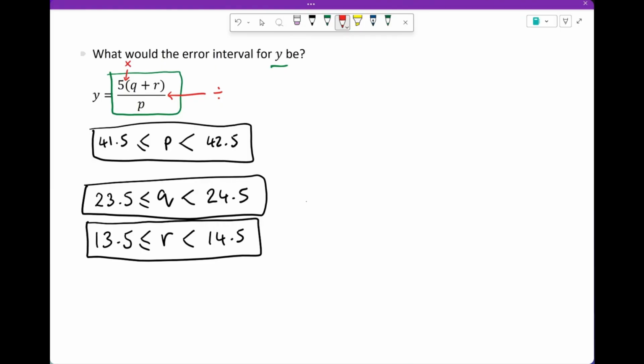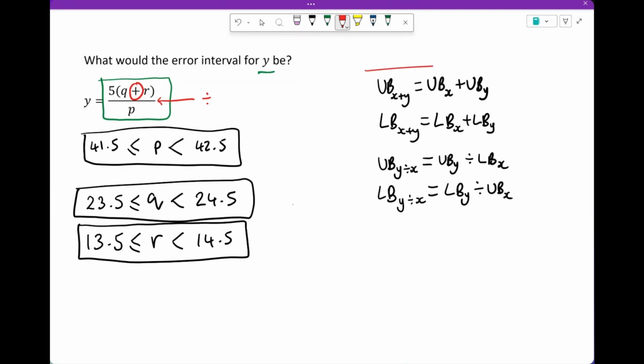However, the 5 is not a value we've got after rounding. The 5 is just 5. We don't have to consider an error interval for that. So therefore, we don't really need to consider our rules when it comes to the 5 multiplied by the q plus r. We just have to consider the calculation inside the brackets, which does involve two numbers we have error intervals for, which is an addition calculation. So for this question, we're considering addition and division. So I've got my rules for addition and division written here.